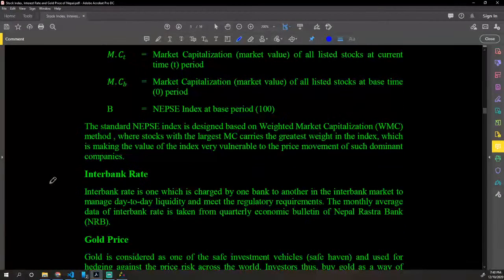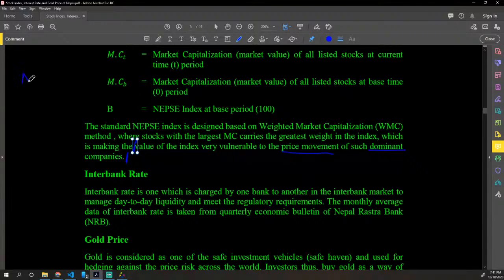And we know that already. The standard NEPSE index is designed based on the weighted market capitalization method, where stocks with the largest market capitalization carry the greatest weight, right? Which makes the value of the index very vulnerable to the price movement of such dominant companies. Interesting point, huh? So the value of the index is very sensitive to the price movement of dominant companies, right?